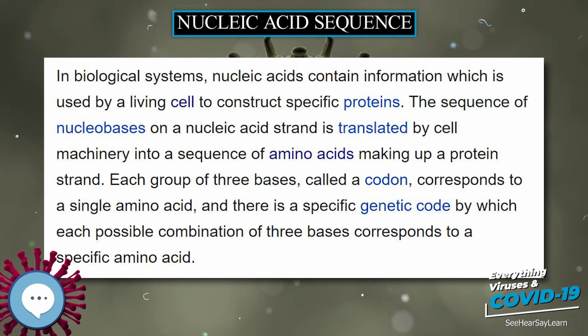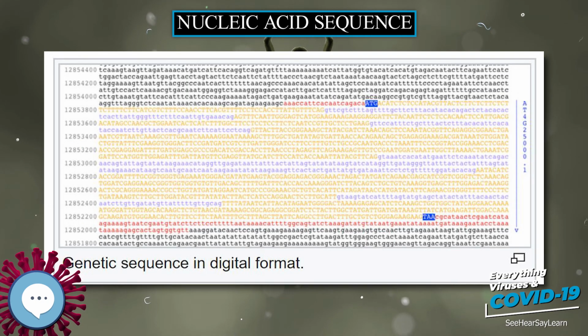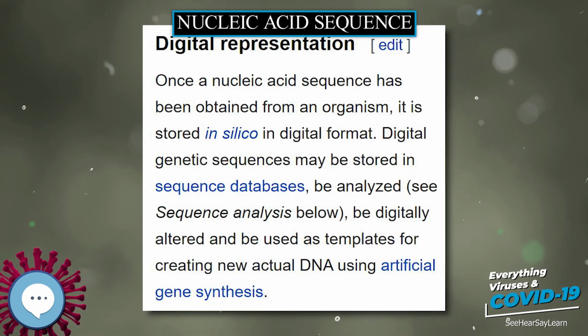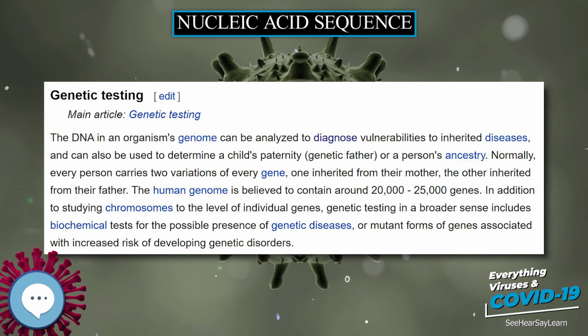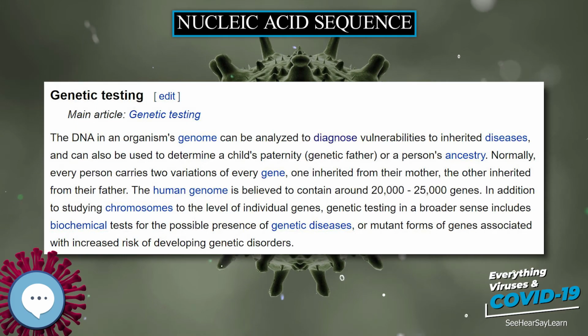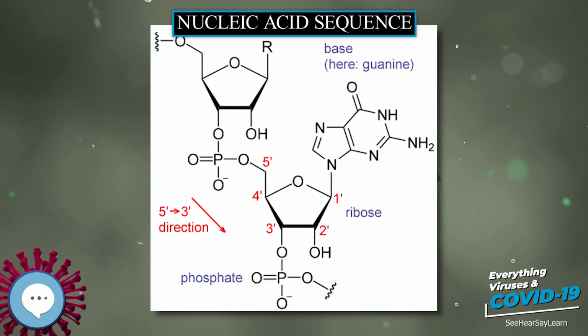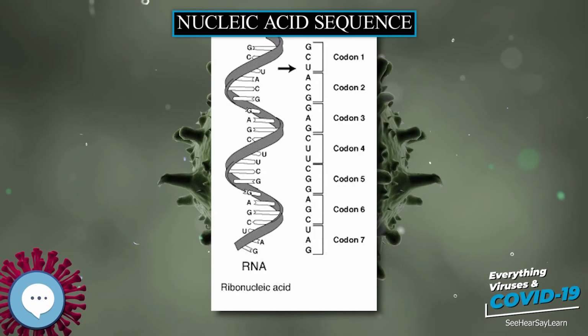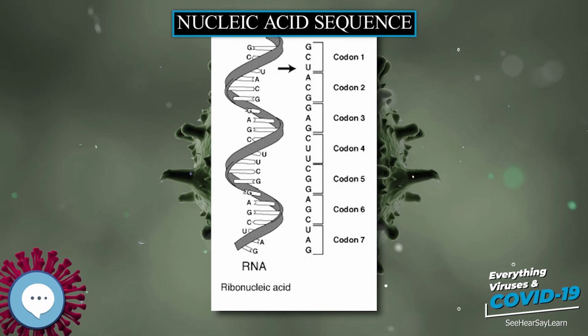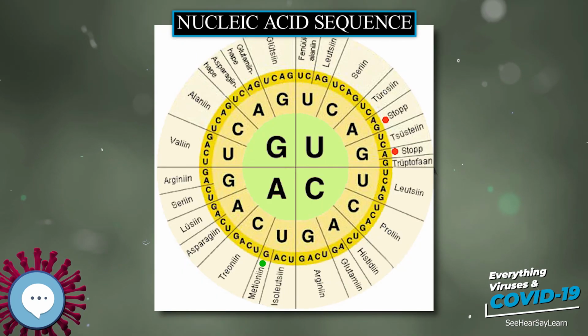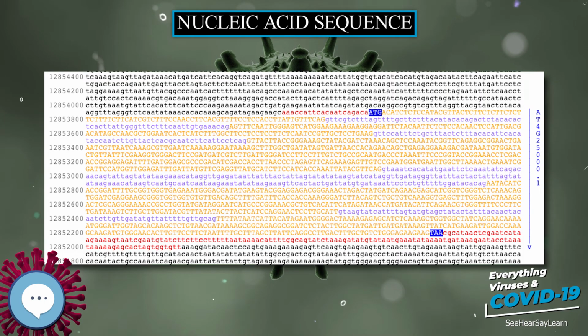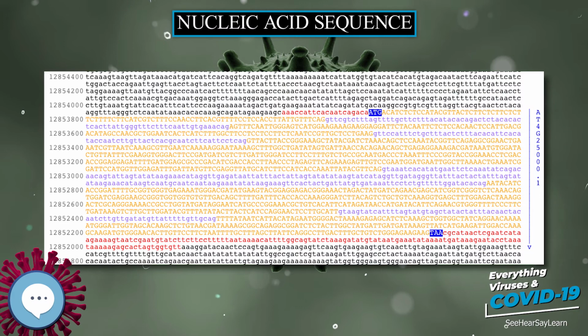In addition to studying chromosomes to the level of individual genes, genetic testing in a broader sense includes biochemical tests for the possible presence of genetic diseases, or mutant forms of genes associated with increased risk of developing genetic disorders. Genetic testing identifies changes in chromosomes, genes, or proteins. Usually, testing is used to find changes that are associated with inherited disorders. The results of a genetic test can confirm or rule out a suspected genetic condition or help determine a person's chance of developing or passing on a genetic disorder. Several hundred genetic tests are currently in use, and more are being developed.